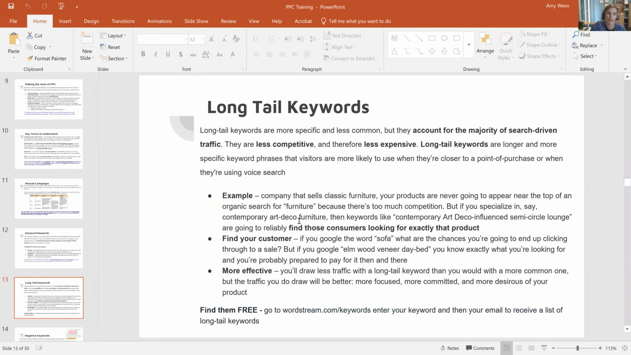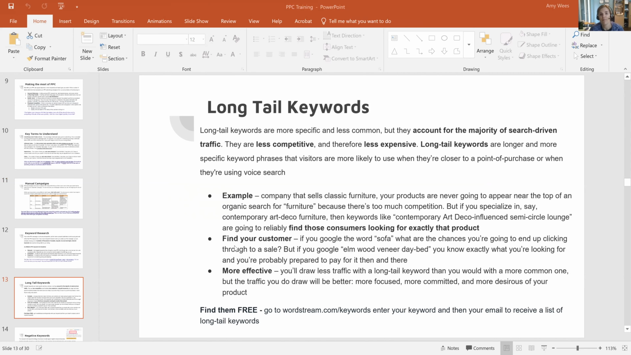Let's talk about long tail keywords, okay? Long tail keywords are where the money is, guys. When we optimize a listing for the first time, we generally try to rank for a longer tail keyword. And what does that mean, longer tail keyword? It just means that it's more descriptive of your product.